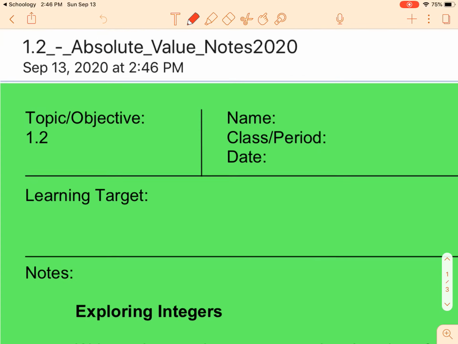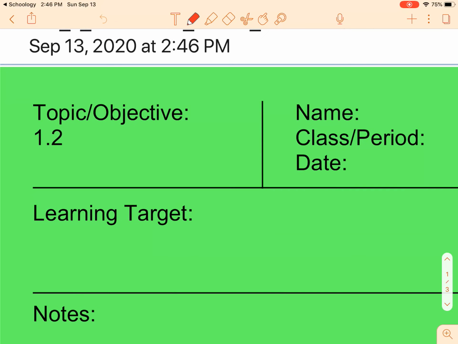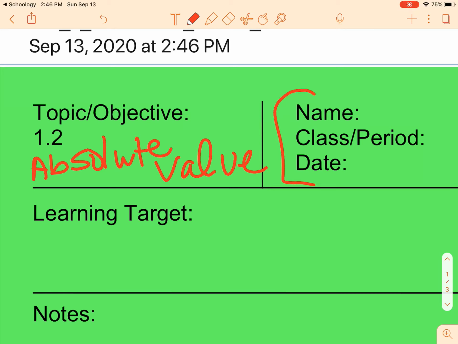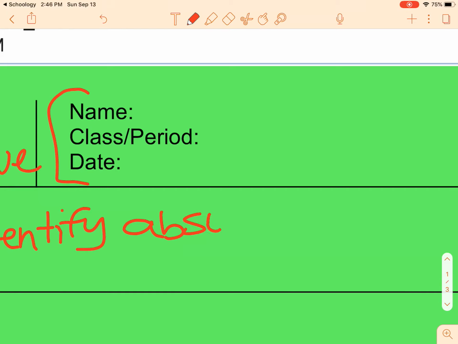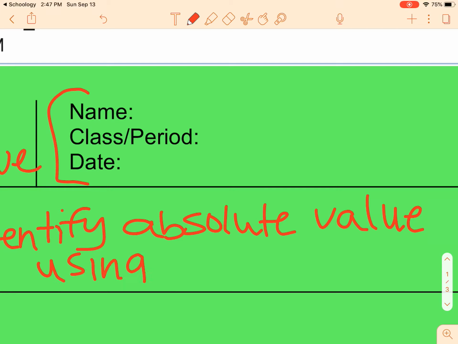Alright, so our topic today is absolute value. You can fill out that part on your own, and our learning target is I can identify absolute value using a number line.